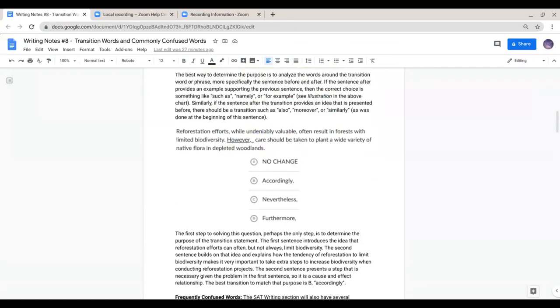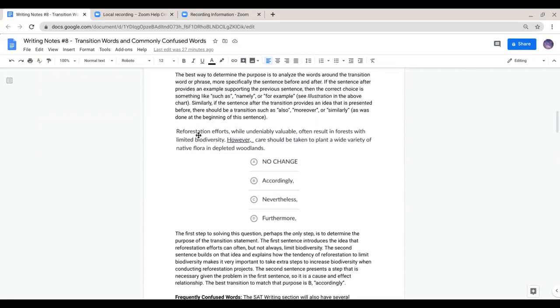So here's an example question. Reforestation efforts, while undeniably valuable, often result in forests with limited biodiversity. However, care should be taken to plant a wide variety of native flora in depleted woodlands. So I'm just going to look at the main idea of each sentence. The first sentence talks about reforestation efforts, and it presents one problem that they have, which is that they limit biodiversity. The second sentence talks about how when you're planting in depleted woodlands, which is what reforestation is, you should be careful to plant a wide variety.